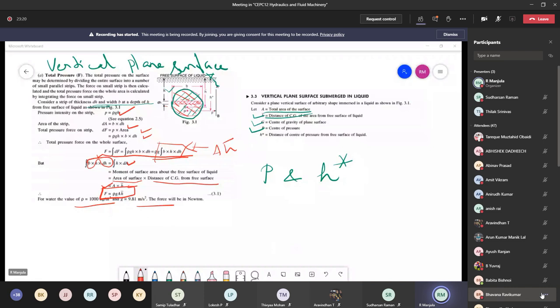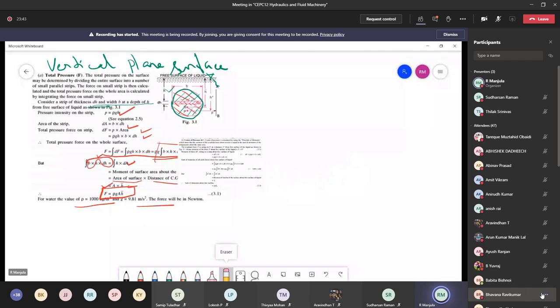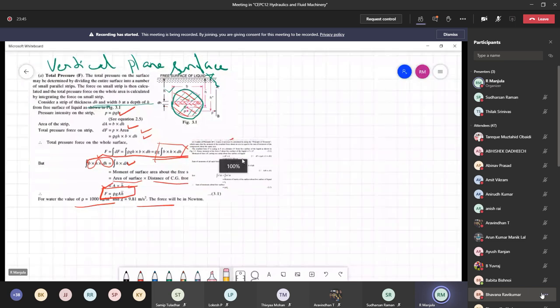Now this is about your center of pressure. Now you calculate what is your center of pressure. Whatever you have calculated is total pressure. Now we will be calculating what is your center of pressure.